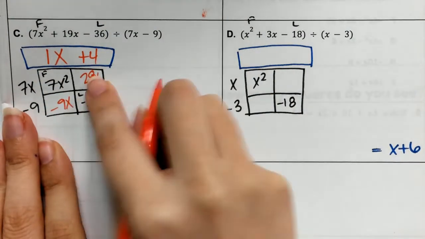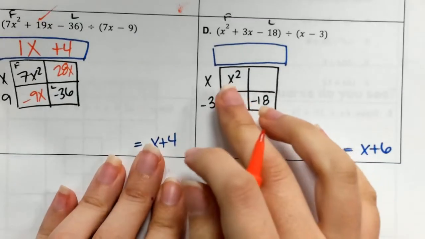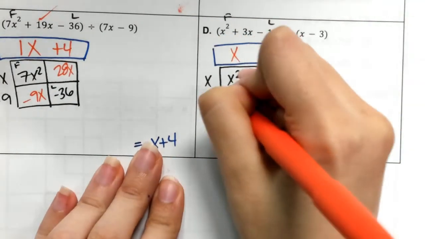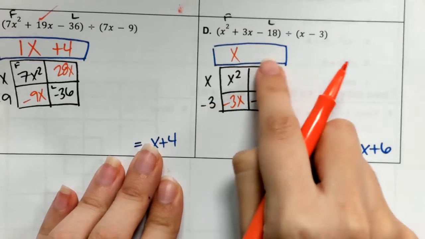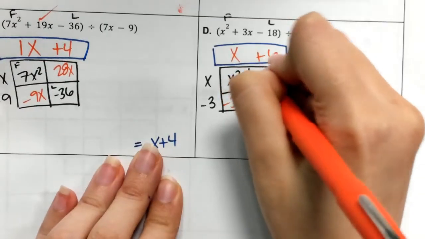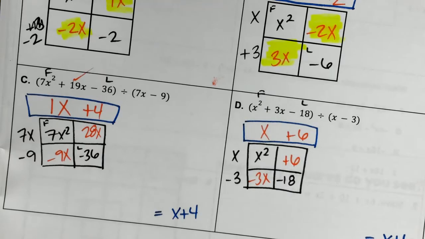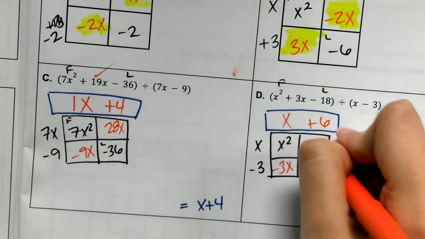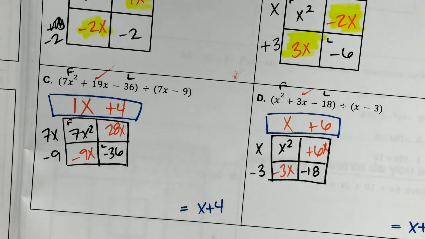And then you can check this out. For this one to go a little bit faster, x times x, negative 3x. Negative 3 times what is negative 18? Positive 6. Negative 3x plus 6x is 3x. So those are your answers.